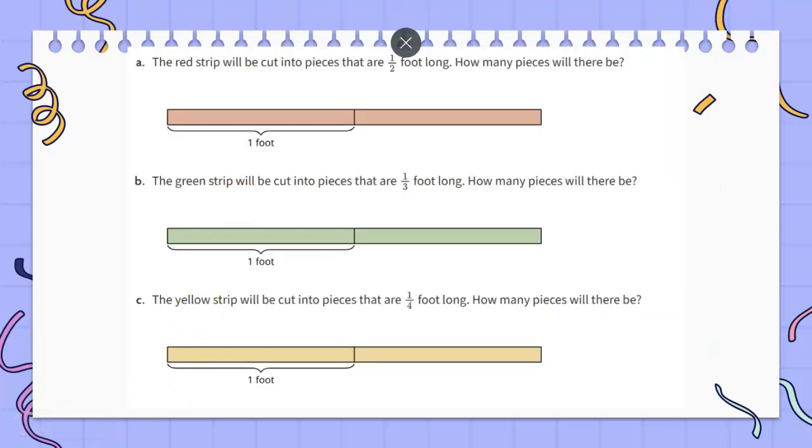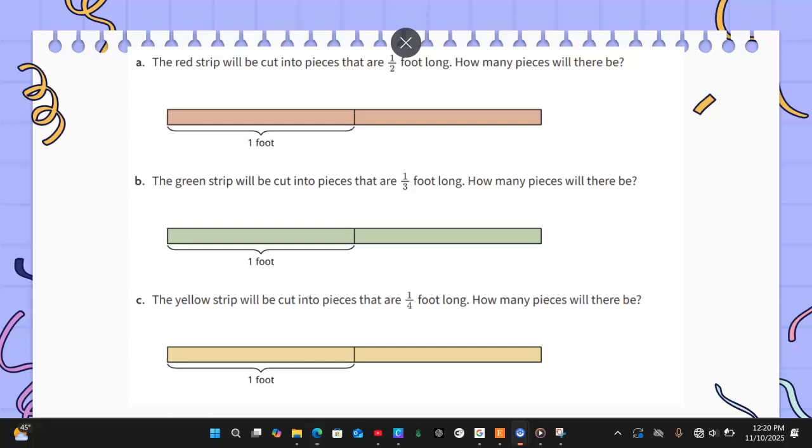All right, let's begin with our image here. It says the red strip will be cut into pieces that are 1/2 foot long. How many pieces will there be? Let's first ask ourselves, how many strips do we have? I have one strip here that's cut into a foot. And if this is one strip, 1 foot, this is also 1 foot. So I have a total of 2 red strips.